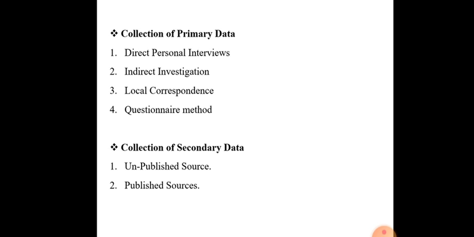For example, if the investigator needs information relating to the wage structure of factory workers, then he personally interviews the workers of that factory. Wage means what is related to salary. If the investigator needs to know about the salary of the workers, then the investigator should meet the workers directly and ask them questions. So this is the direct personal interview.